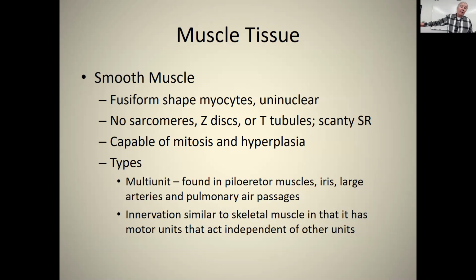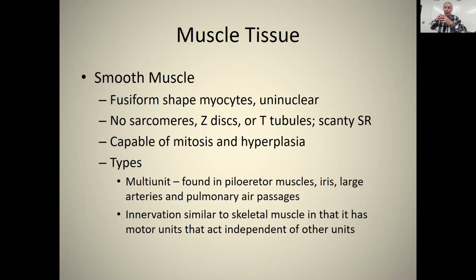Okay, with smooth muscle. Fusiform shaped, the myocytes are fusiform shaped, that is, thick in the middle and tapers at the end. They're also uninuclear. There's no sarcomeres, Z discs, T tubules, very little SR. Actually, I should have mentioned in the heart muscle cell also, very little SR.